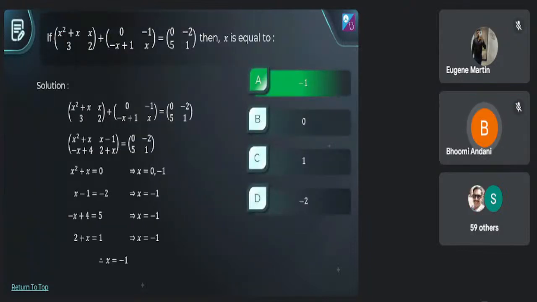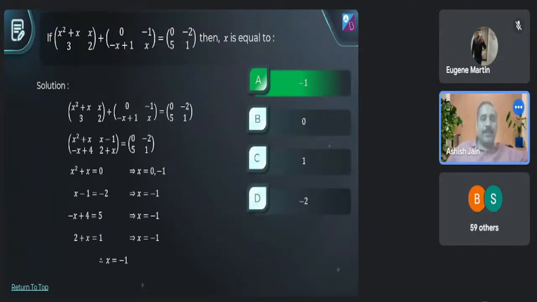Okay, this is another problem. Instead of normal values, now we have algebraic values. We have x square plus x as one term. Second term is x. Next row elements are 3 and 2. So first matrix is x square plus x, x, 3, 2, plus 0, minus 1, minus x plus 1, x. It is equal to 0, minus 2, 5, 1.